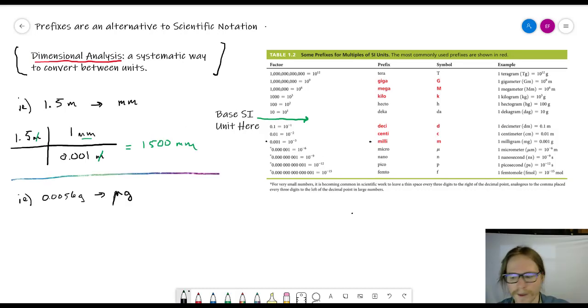Okay, let's do one more quick example. So we've got this value of 0.0056 grams. Let's pretend that we want to convert this to micrograms. So we go back to our conversion table here. We find where the micro is. So let's just highlight that.